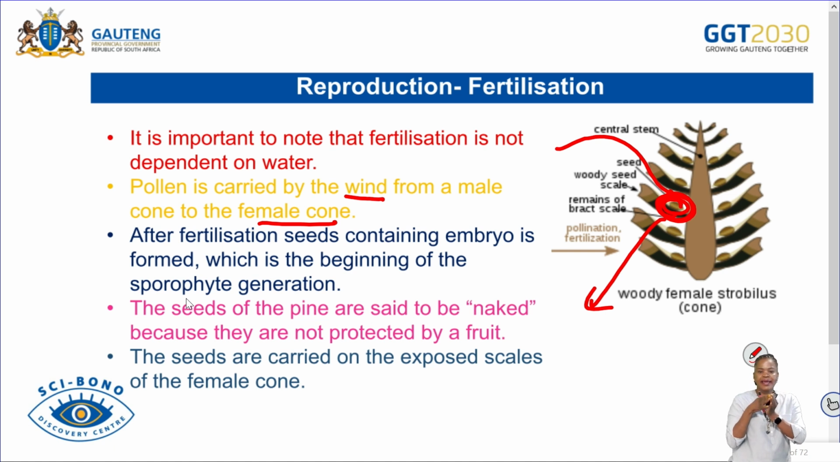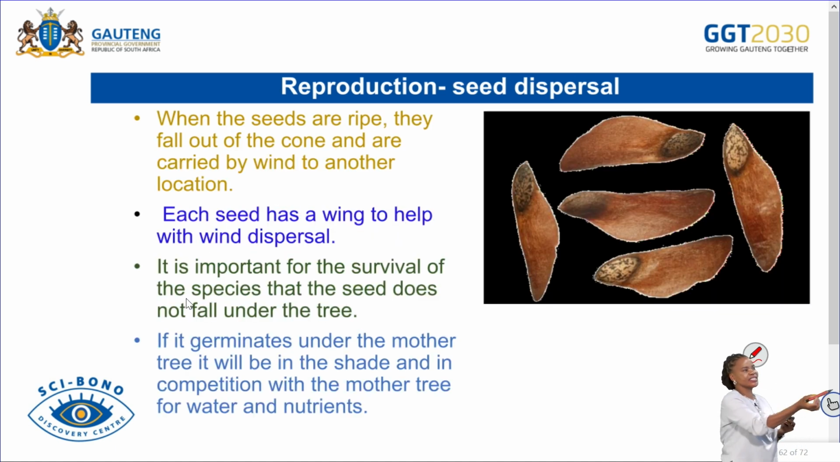In other words, they are not protected or covered by anything like the seeds that we are getting from the fruits. So they are referred to as the what? As the naked seeds. And then they are the ones which will be exposed on the female cones. So the seeds are usually exposed on the female cones. So they are naked. They are not protected or covered like the seeds we get from the fruits. So this is an example of the seeds of the gymnosperms. Can you see they are just naked?